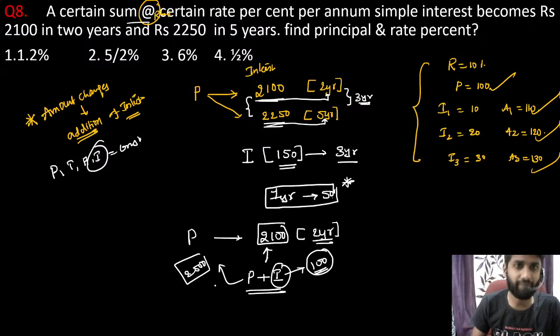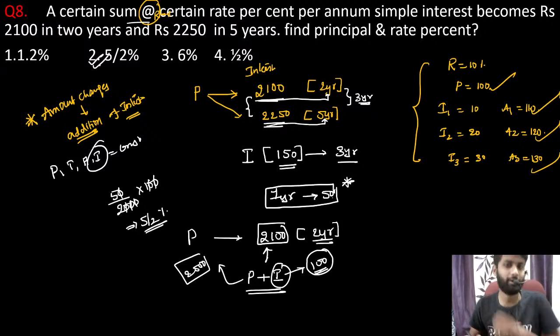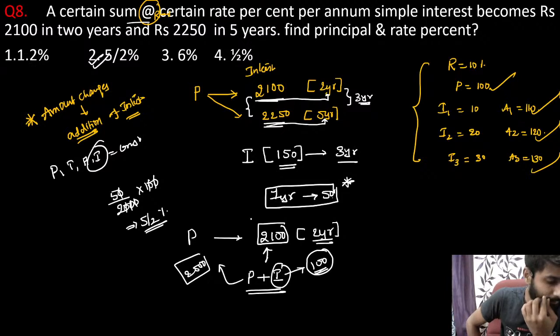Now here my question: we need to find the rate of interest. Rate of interest means the interest earned per year, which is 50 out of 2000, multiplied by 100. Just cancel these numbers. The rate of interest is exactly equal to 5 by 2%. Clear concept? This is the way to find the rate of interest, guys. It's not 1 by 2, it's 5 by 2%. Clear, everyone? See how I am doing.